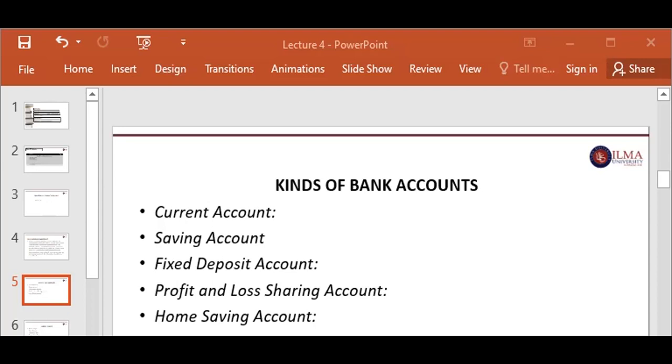Next one is the home saving account. In this type of account, the bank supplies a saving box to the depositor to enable him to drop small savings into it from time to time. The box is taken to the bank periodically, where the amount is taken out from the box and credited to the customer's account.